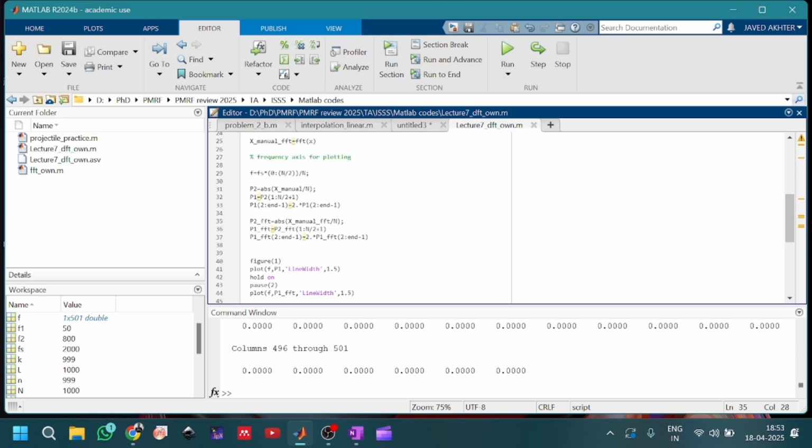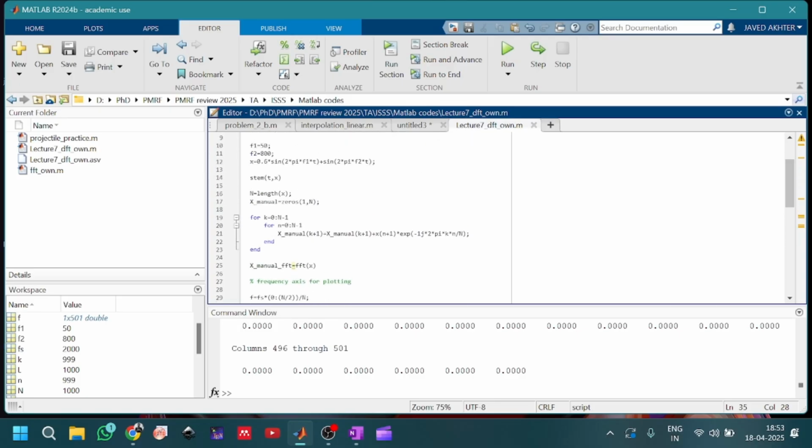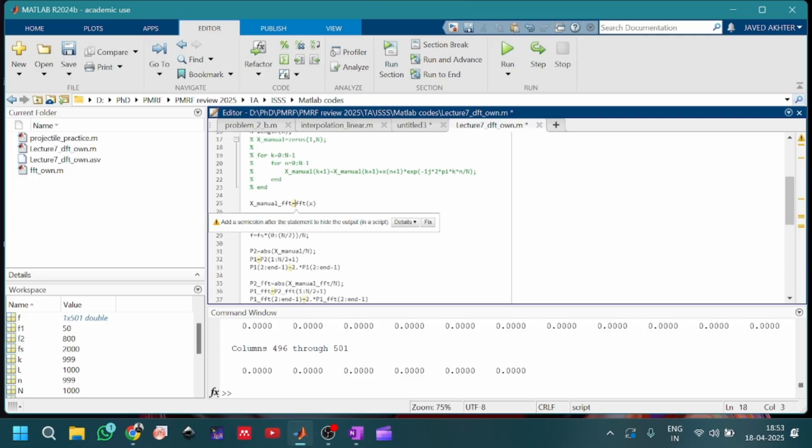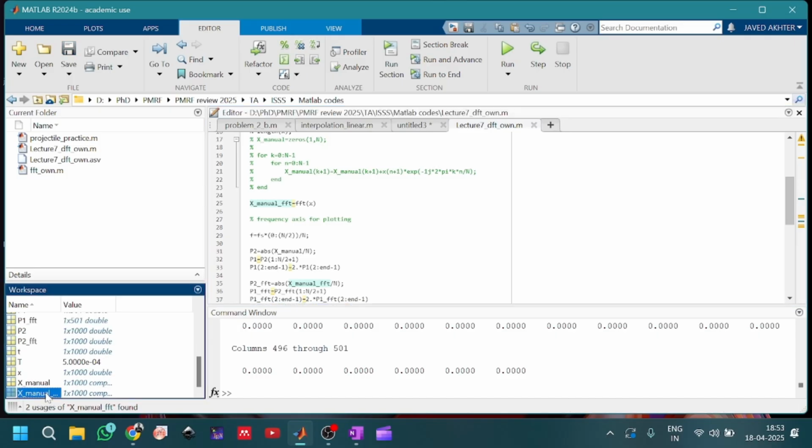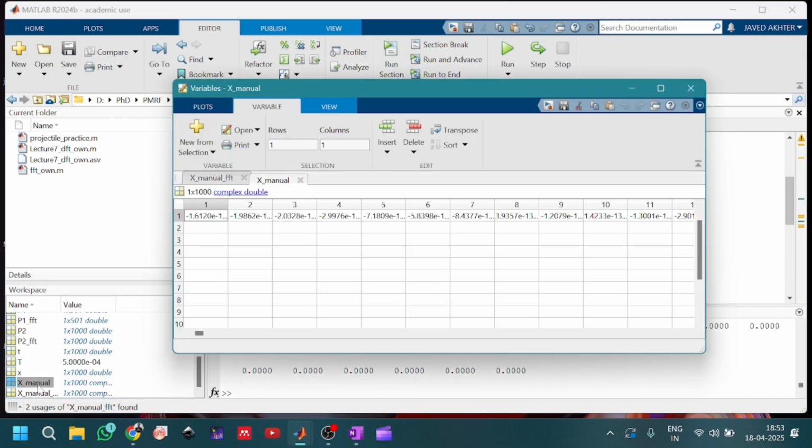You don't have to worry about writing all this. You just have to write the FFT command, which will give you the FFT, and you can look at this X manual FFT and X manual.